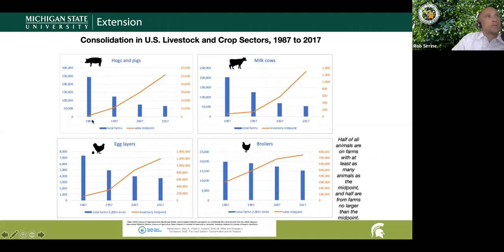So this shows hogs and pigs, total farms in blue in 1987 through 2017. 250,000 farms, close to that in 1987. Now we're probably down just over 50,000. Quite a drop off in the number of farms, and the sales midpoint here is half of all animals are on farms with at least as many animals as the midpoint, and half are on farms that are no larger. So this is kind of the middle point here. And so for hogs, it's the number of animals sold or removed from a farm over a year. And for egg layers and cows, it's the midpoint flock or herd of inventories.